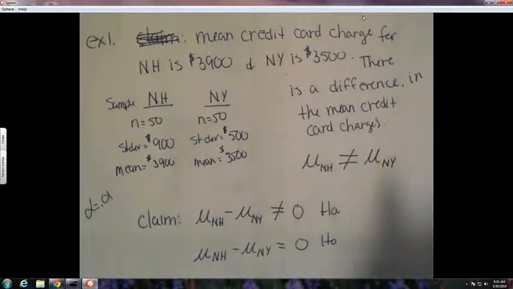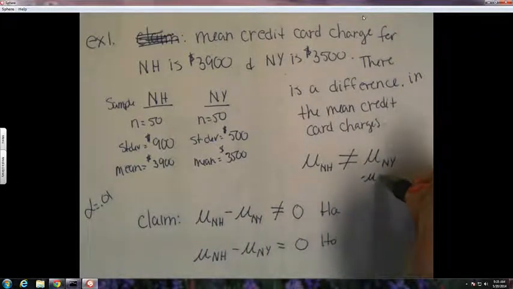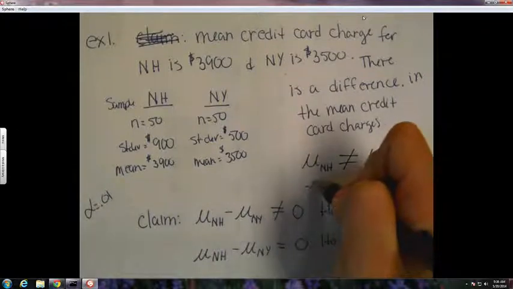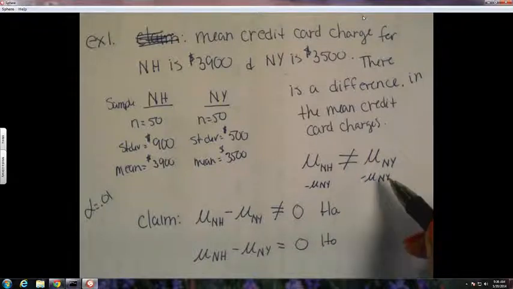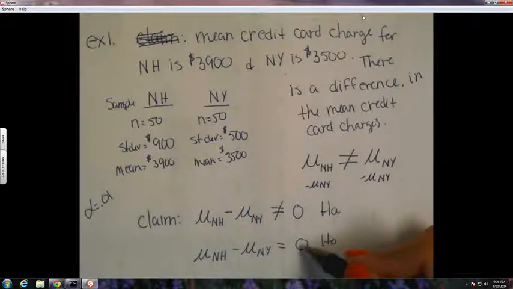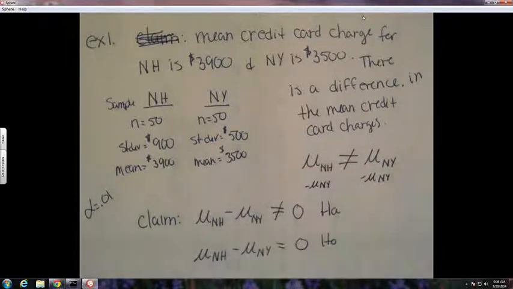Then I just did some algebra and I subtracted the mean of New York from this side. Well, if I take the mean of New York and I subtract the mean of New York, what do I have left here? 0. That's where the 0 came from. Just shifting that over to the other side and writing it as a difference.